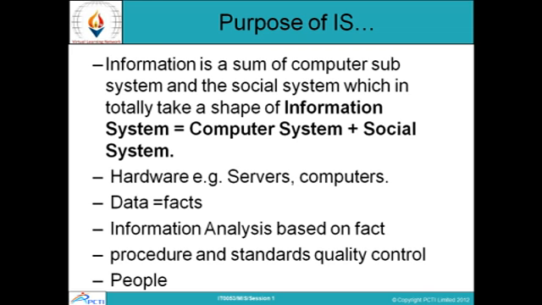The purpose of information system further is a sum of computer subsystem and social system, which in total take the shape of an information system defined in terms of computer system and social system, which ultimately includes hardware, servers, computers, some facts and figures, data, because information analysis is based on these facts and figures, and we need to follow certain procedures and standards in terms of quality control, which ultimately focus on the people who are actually using this information system.